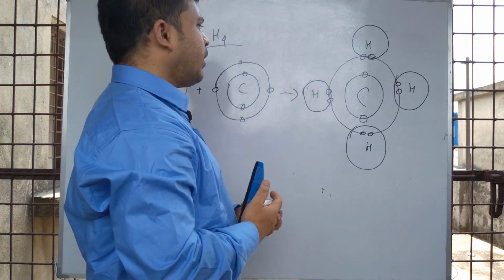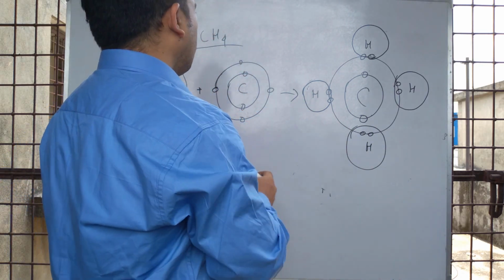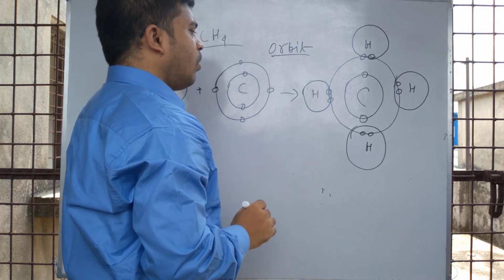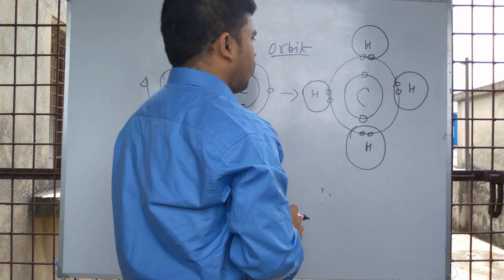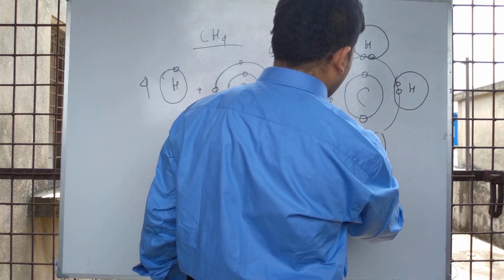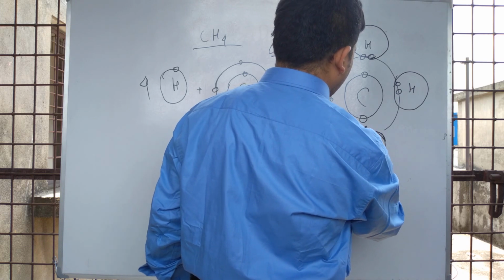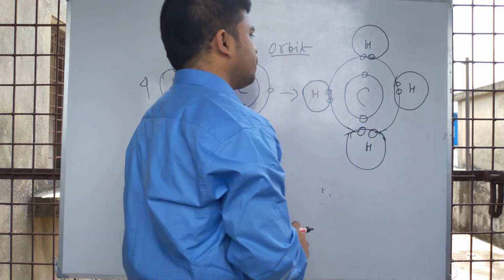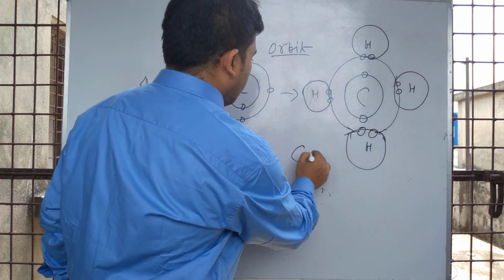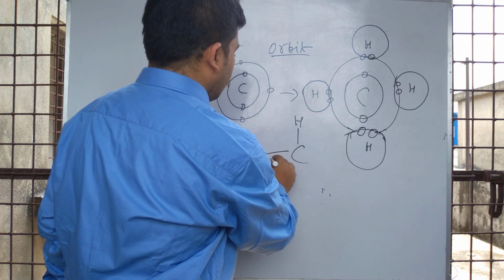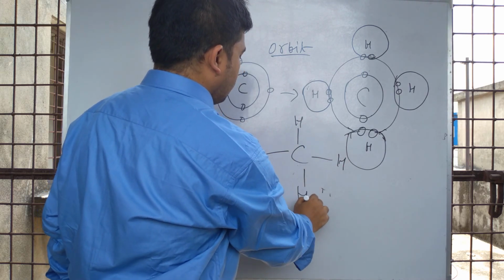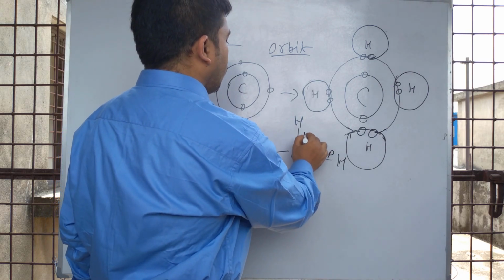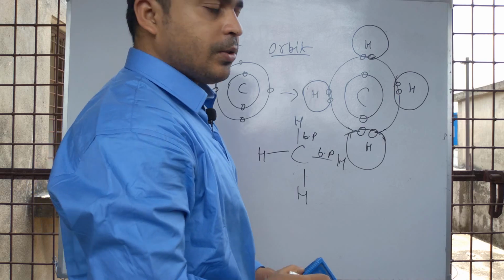In this way you can write the atomic structure or orbit structure of the formation of the CH4 molecule. So CH4 is represented by solid lines like this. Here all are bond pairs, these are BP. No lone pair is present, all are bond pairs of electrons.